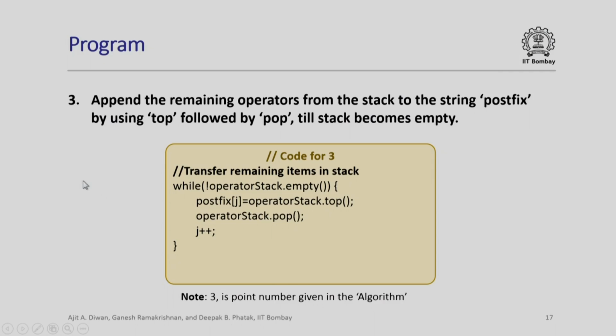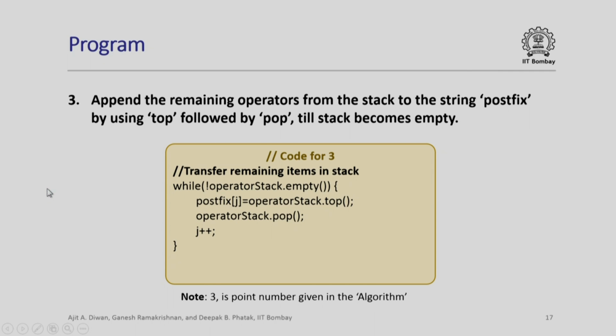It may appear slightly complex, but when you read the entire program in one go, which is available at the end of the slides here, you will be able to understand it very clearly. Next, let us look at appending the remaining operators from the stack to the string, which is very simple. While operator stack is not empty, all that I do is look at the top of the operator stack, and that element I assign to the jth element of postfix, which is the next in the postfix string, and pop that off. Of course, I increment j plus plus. I do it for all the remaining operators on the stack.